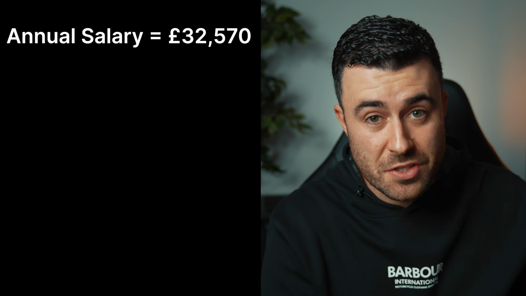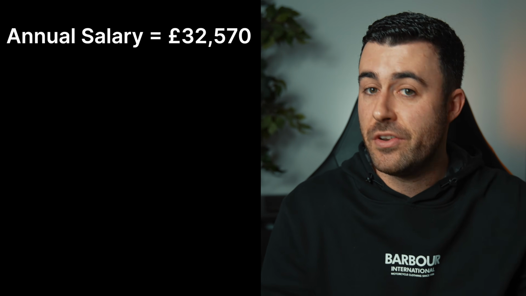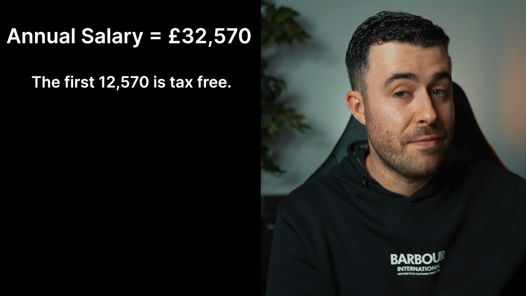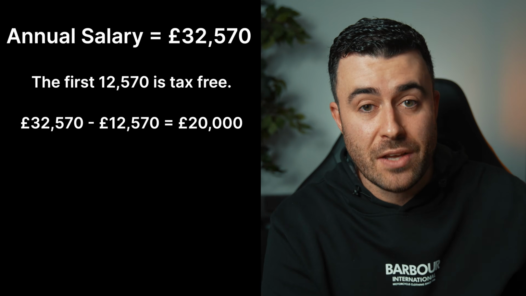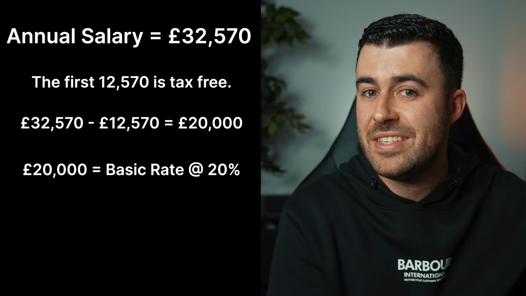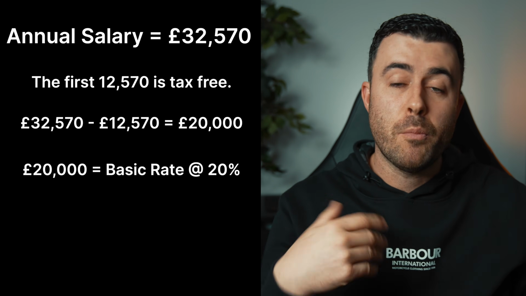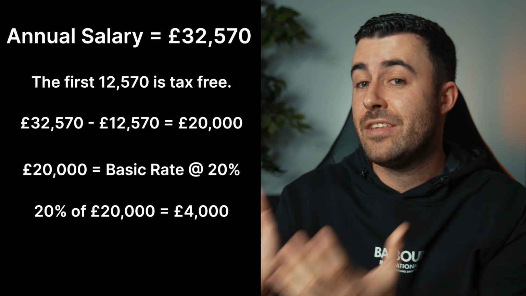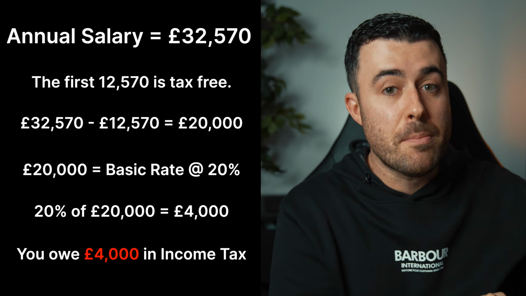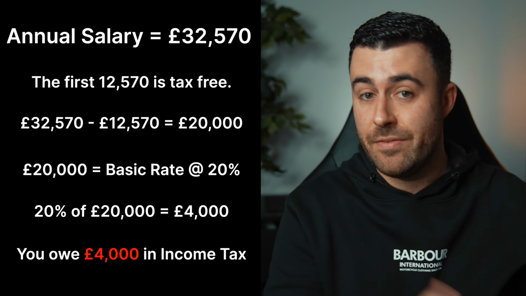Let me give you an example just to make it super clear. Okay, so let's say your salary was £32,570. For the first £12,570 of that, you would pay 0 tax. This then leaves £20,000 left over, which of course sits inside that basic rate band and would be taxable income at 20%, and 20% of 20,000 is £4,000, which would be the amount of tax that you had to pay for that given tax year.